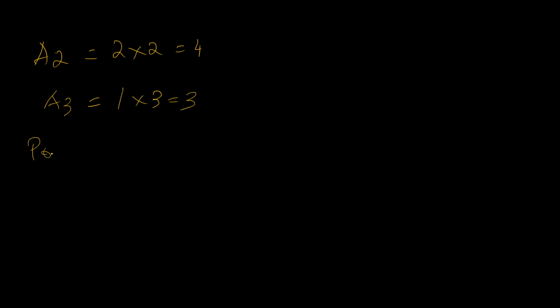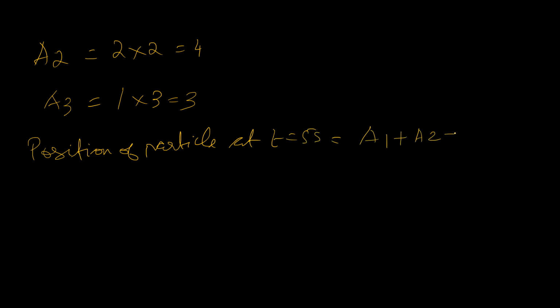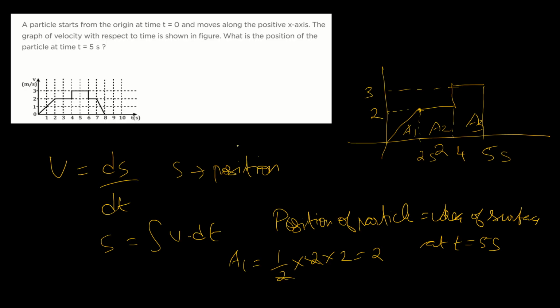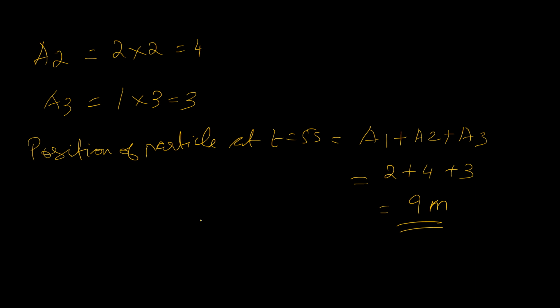So what is the position of the particle? Position of particle at t equal to 5 seconds equals A1 plus A2 plus A3, which is 2 plus 4 plus 3. 4 plus 7, 2 plus 9. 9 meter. So this is the answer. Okay, I forgot to give the options. So the answer is 9 meter. Okay, so let us move on to the next question.